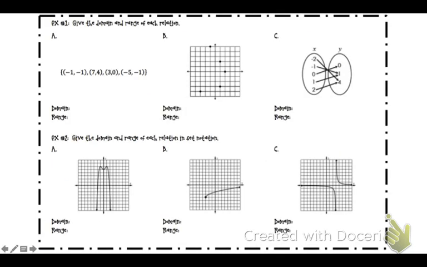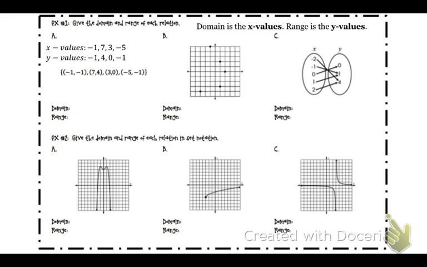Okay, so let's get into this. We want to give the domain and range of each relation. So the domain, remember, is your x values. The range is your y values. So in this first one, my x values are -1, 7, 3, and -5. My y values are -1, 4, 0, and -1. So my domain, I'm just going to put it from least to greatest, is -5, -1, 3, 7. My range is -1, 0, 4.